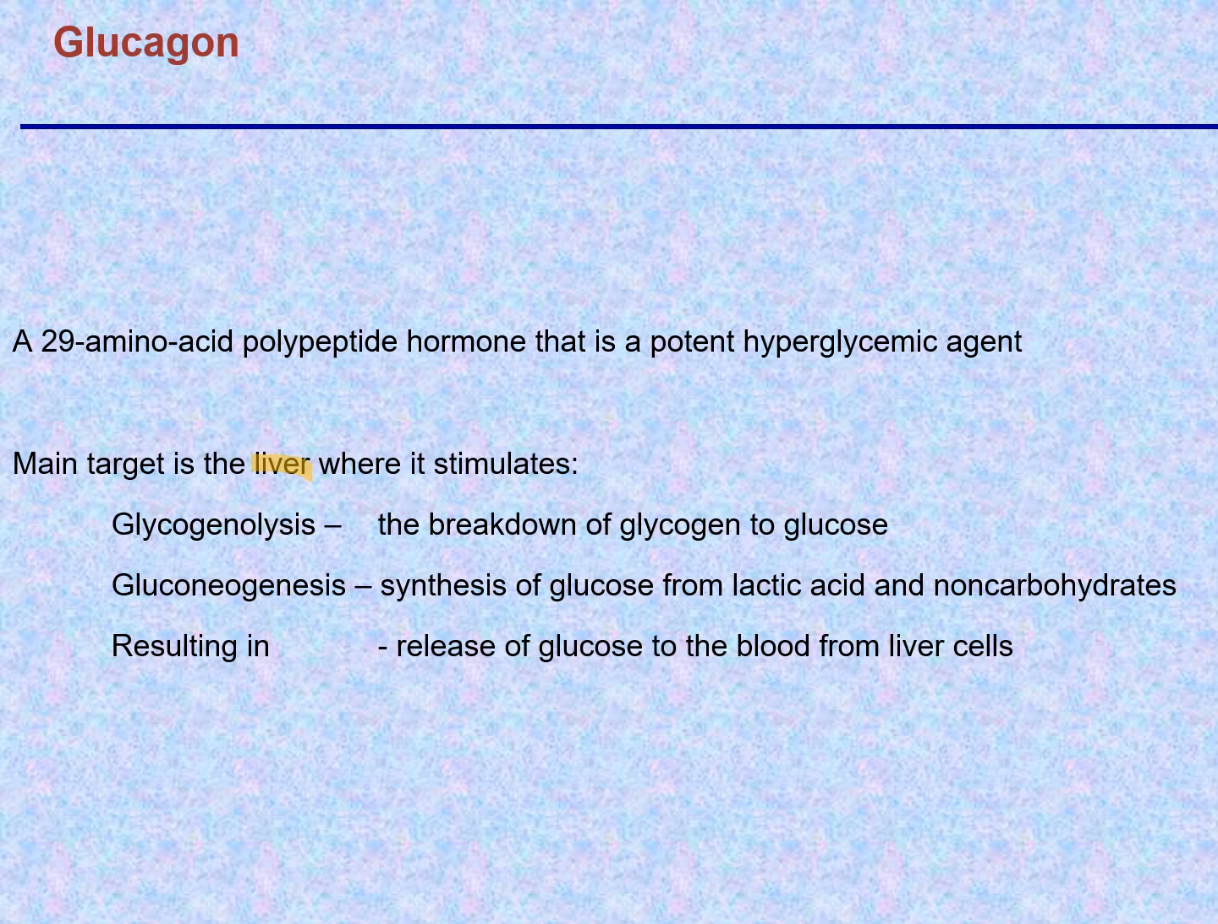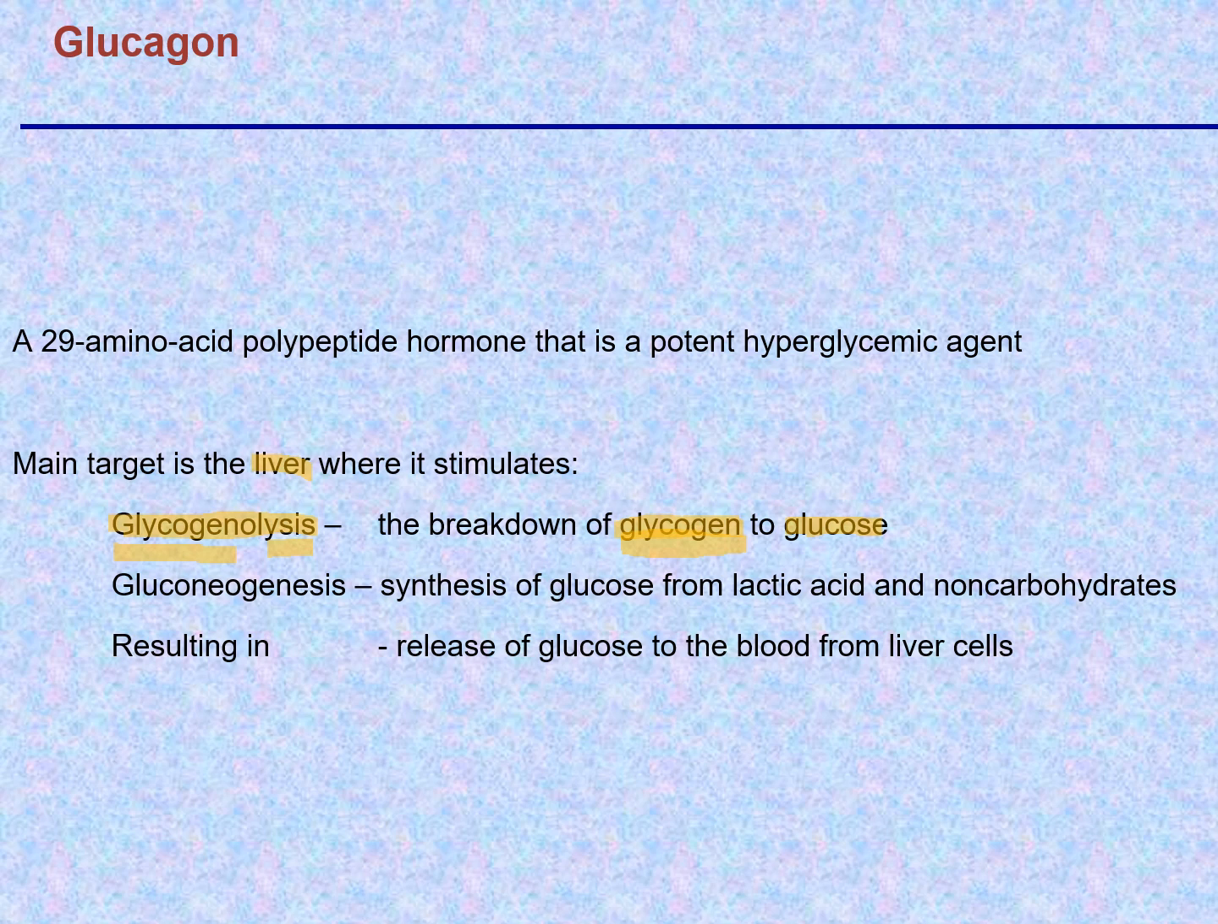One is that it will increase the rate of breakdown of glycogen, which is a storage form of glucose, to individual glucose molecules. Glycogen, of course, is made up of many glucose molecules strung together into a polymer, and glucagon will trigger the breakdown of the glycogen. That process is called glycogenolysis: lysis of glycogen.